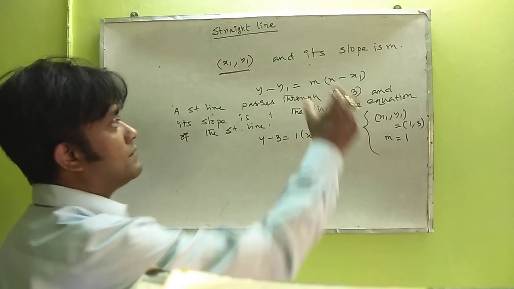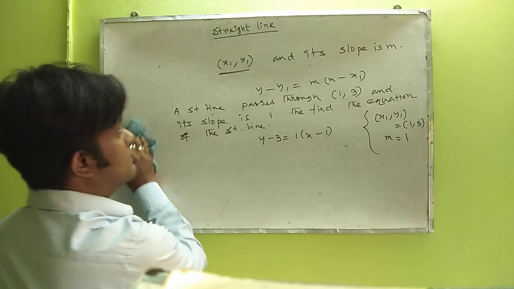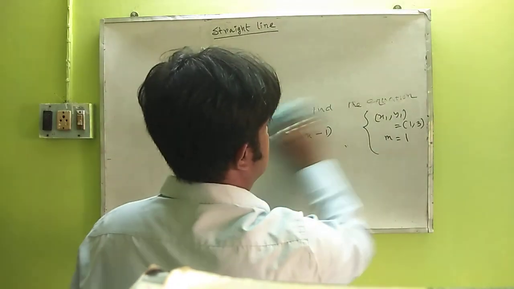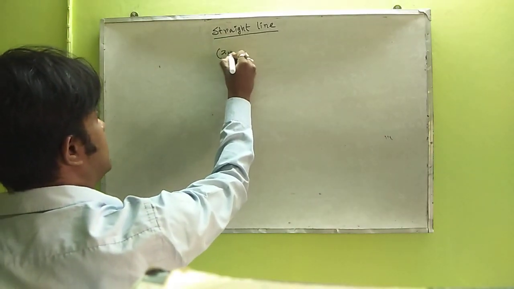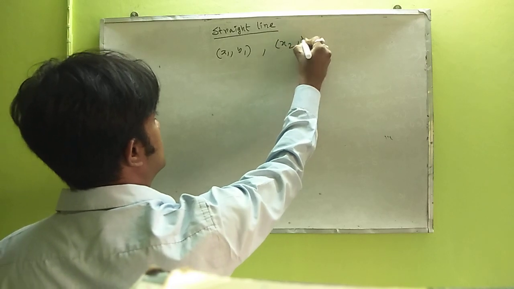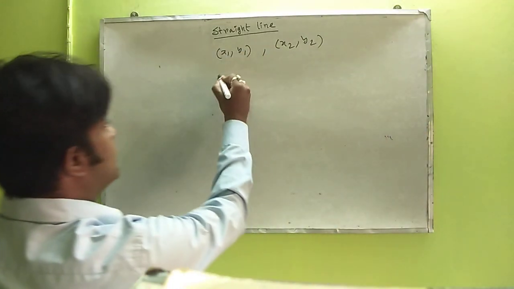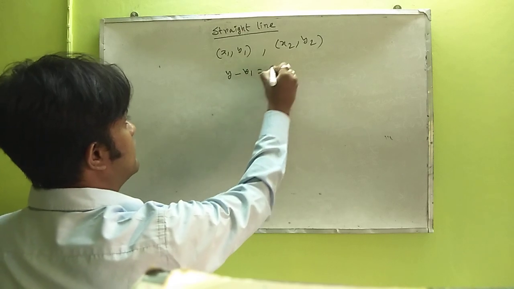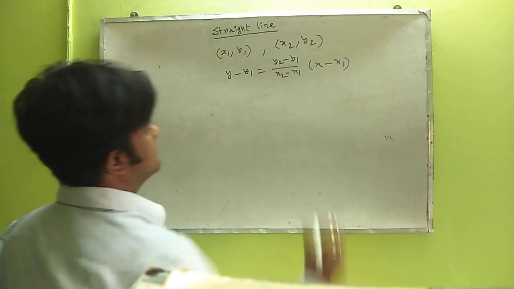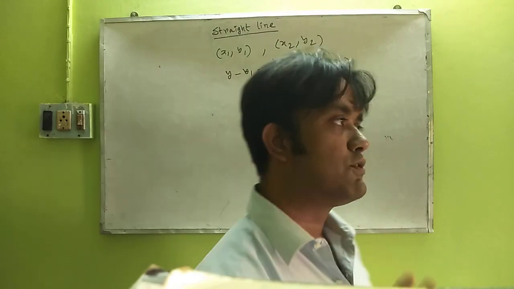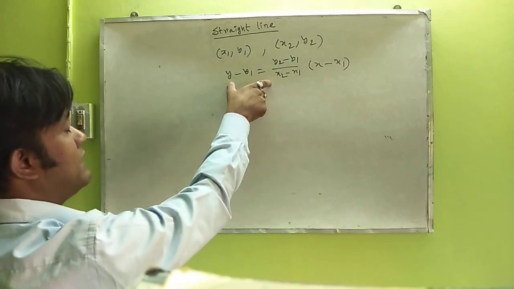Now this is the one point formula where slope is given. If a straight line passes through 2 points, x1, y1 and x2, y2, write down this. Then the equation of straight line is y minus y1 is equal to y2 minus y1 by x2 minus x1 into x minus x1. In the previous class we also discussed how this formula has come. Now we apply this formula in the problem.